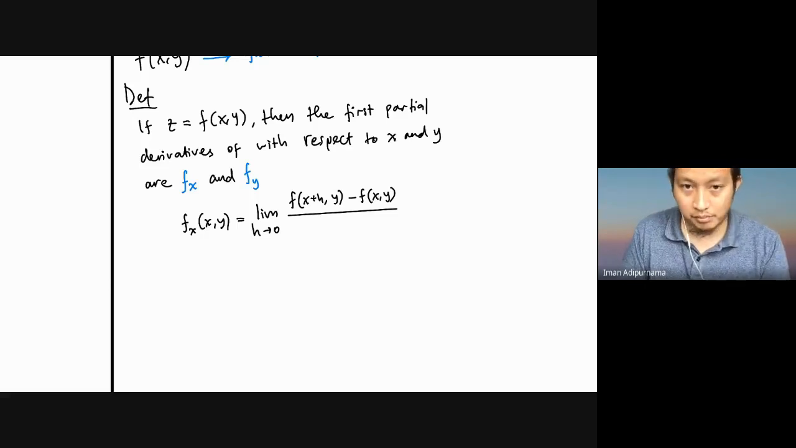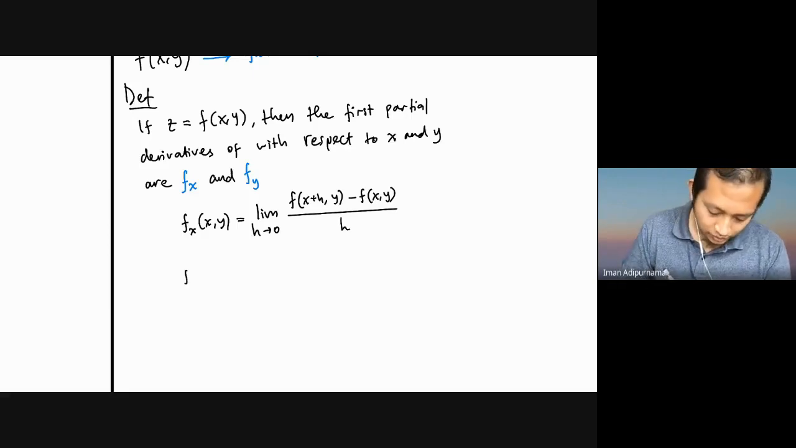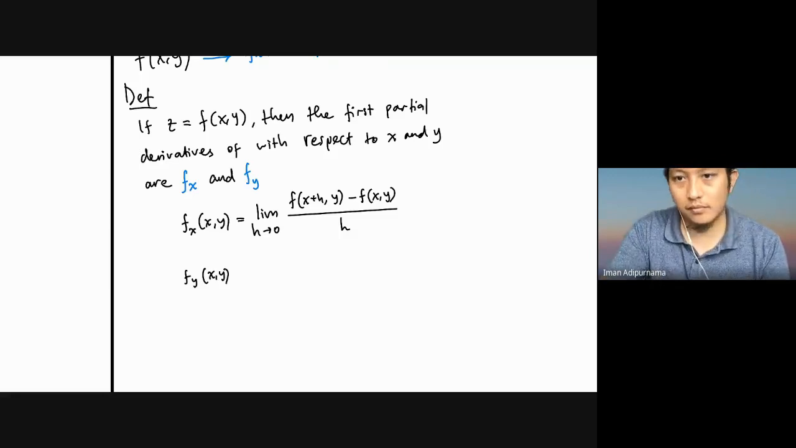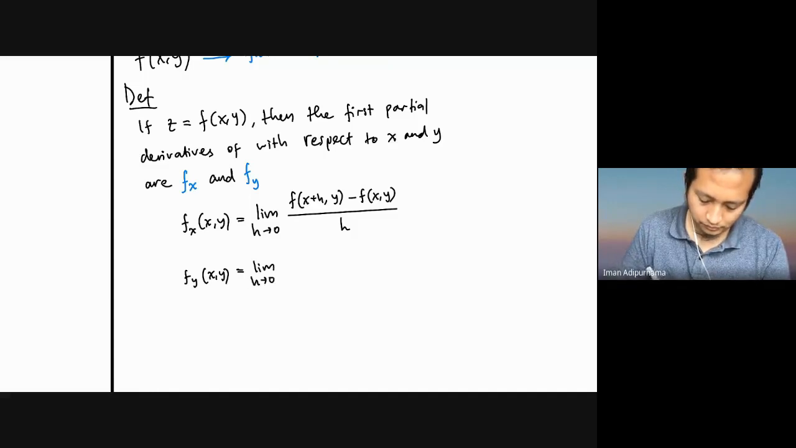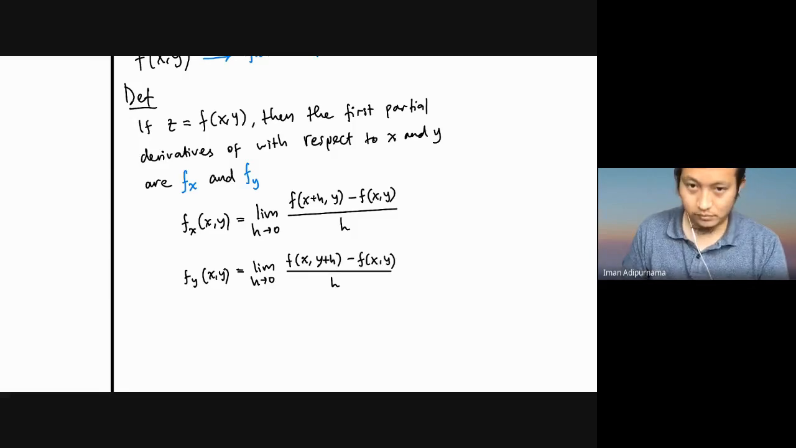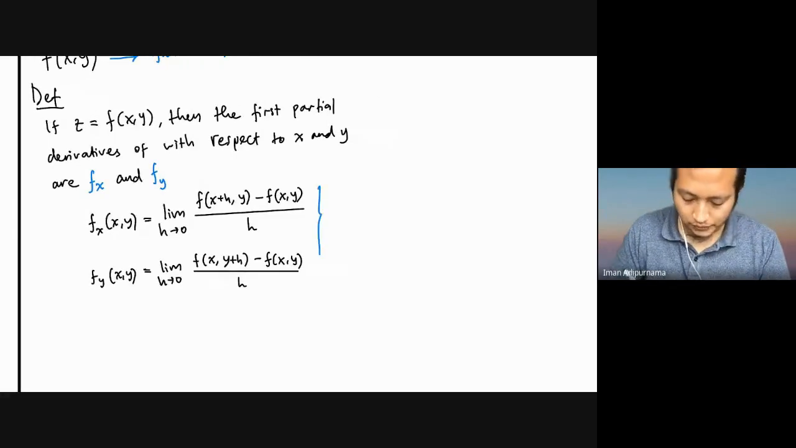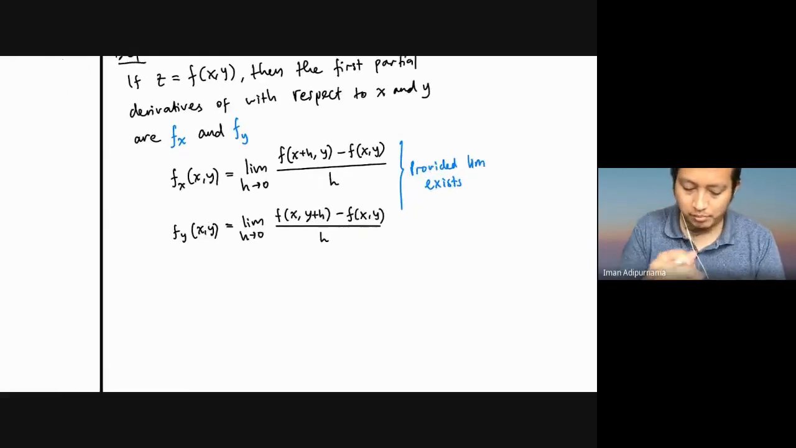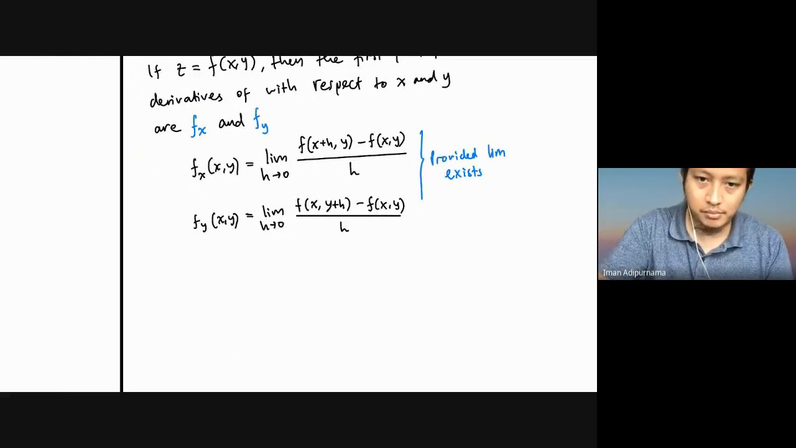And then for fx, you need to plus the x, okay? Plus the x with h, okay? And then divide by h. And you can do that also for y. And yeah, provided the limit exists. So as usual, as we see from previous examples and limits, right? Okay. So what is this about?